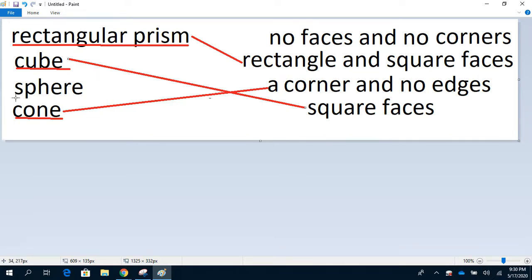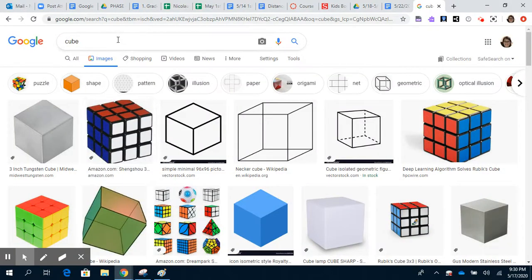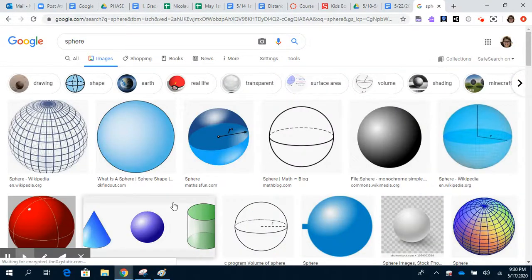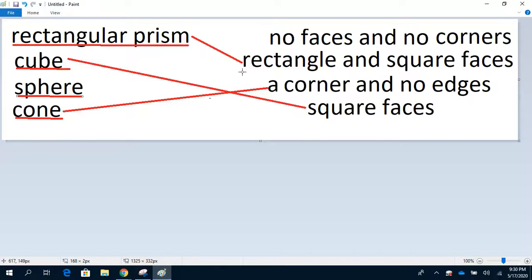Our last one is sphere. Sphere. Let's look that one up. Oh, a sphere is like a ball. Is there any flat sides on a ball? No, it's completely round. There's no flat sides, no faces, and there's no corners. No faces and no corners. Look at that. We did our matching. So go through your page and read through and see if you can match them correctly. Remember, yours looks different than mine.